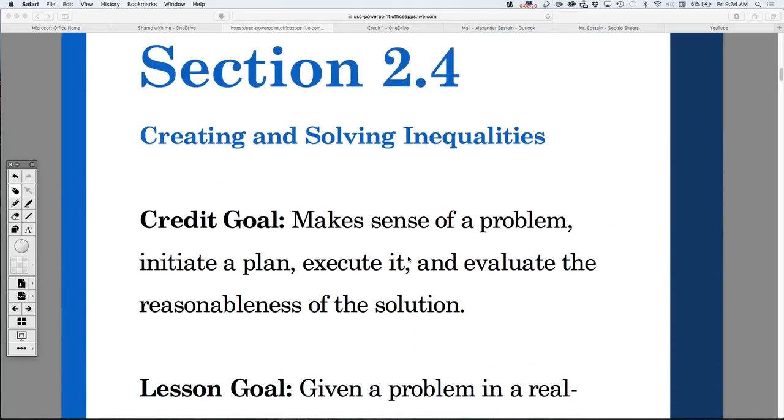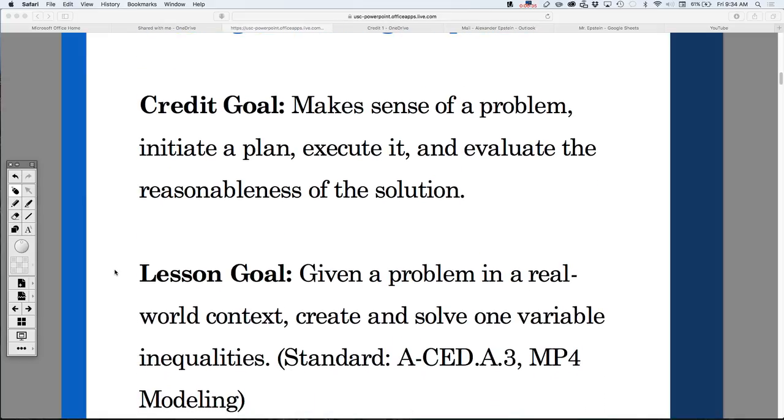All right, section 2.4, creating and solving inequalities. Credit goal: make sense of a problem, initiate a plan, execute it, and evaluate the reasonableness of the solution. Lesson goal. Luis, can you read it? Make sense of a problem. Oh, no. Lesson. No worries. Given a problem in a real world context, create and solve one variable inequalities.